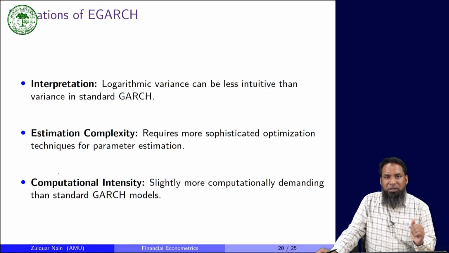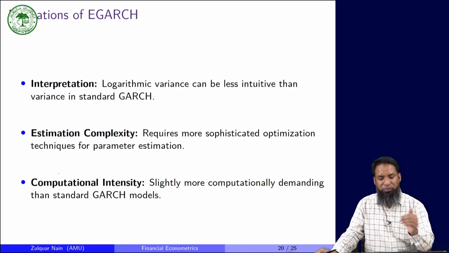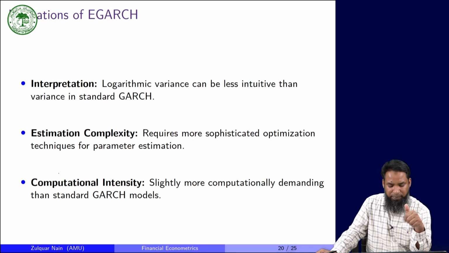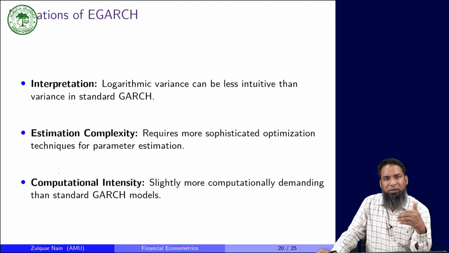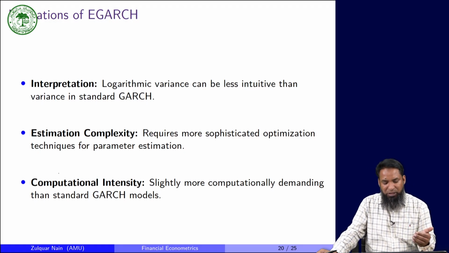However, there are certain limitations. The first limitation is that the logarithmic variance can be less intuitive than the variance in the standard GARCH model, so interpretation is limited. Second, the computation becomes quite intensive and requires a more sophisticated optimization technique for estimating the parameters. It is slightly more computationally demanding than the standard GARCH model.